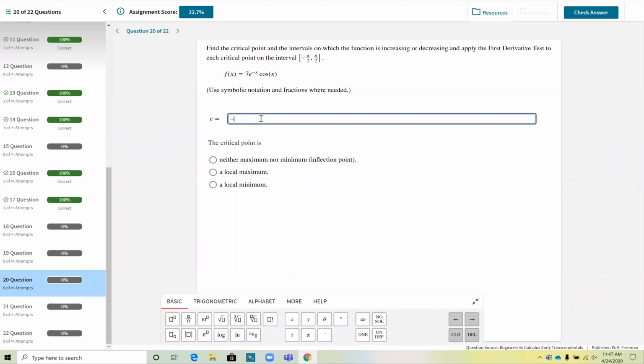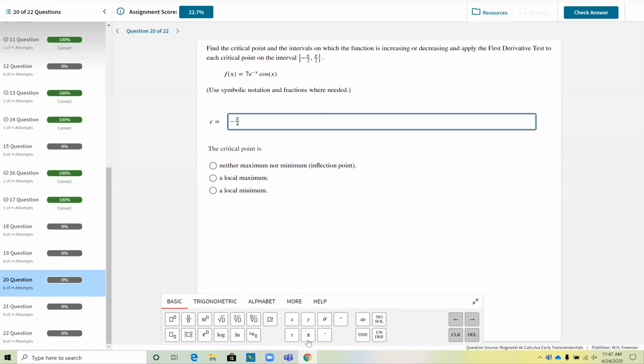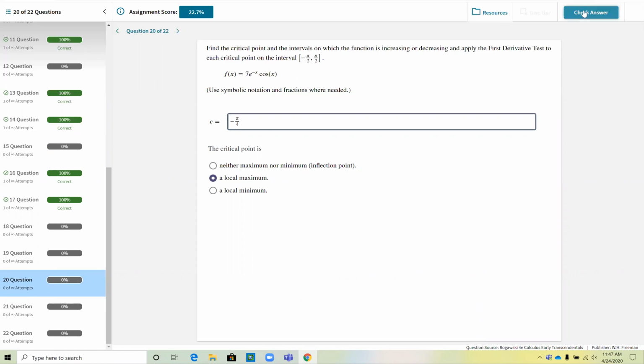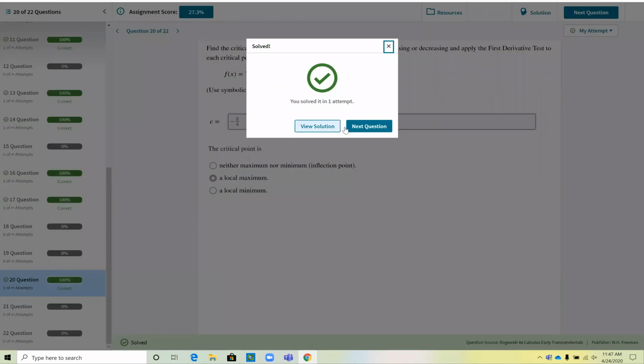Now, I go in here and I try to enter in that information. First of all, I'll say negative pi, and we have that divided by 4. And then this critical point is, as we just discussed, it has to be a maximum. So I'll check that, and it's saying correct.